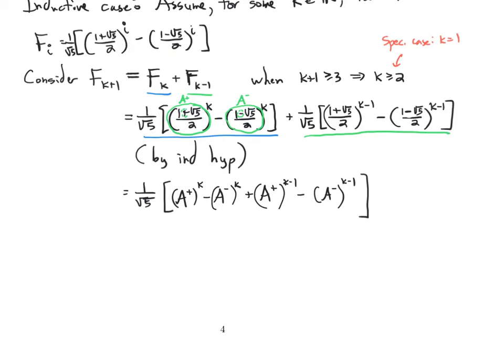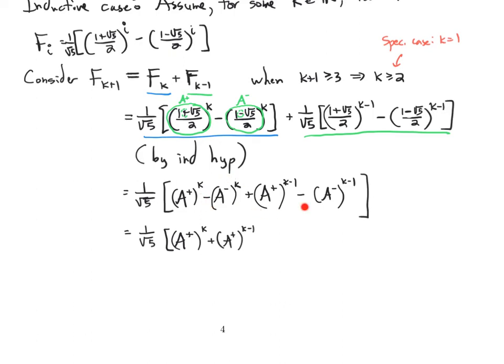So let's collect our like terms, and eventually I'll replace the a plus and a minus by what they mean. But let's rewrite this with the a pluses and a minuses next to each other, just so it's a little easier to see. So this is 1 over root 5 times, well, this will be a plus to the k plus a plus to the k minus 1. There's this guy, there's this guy.